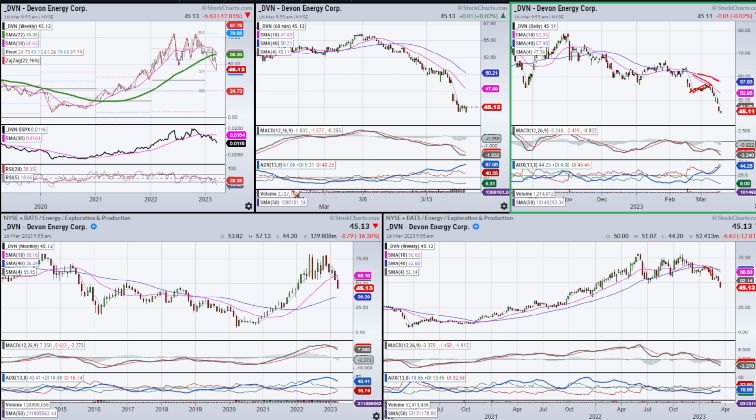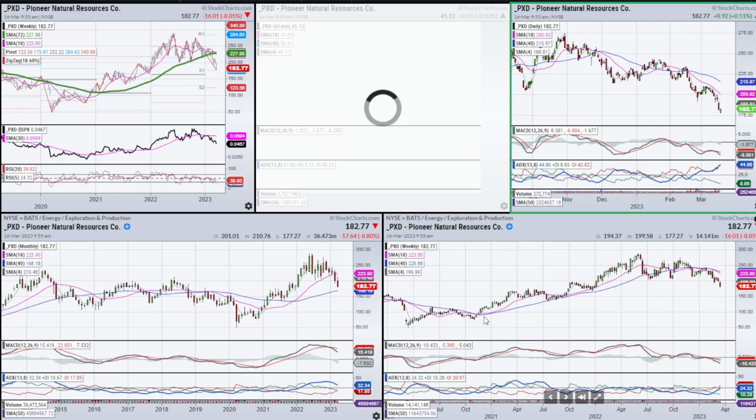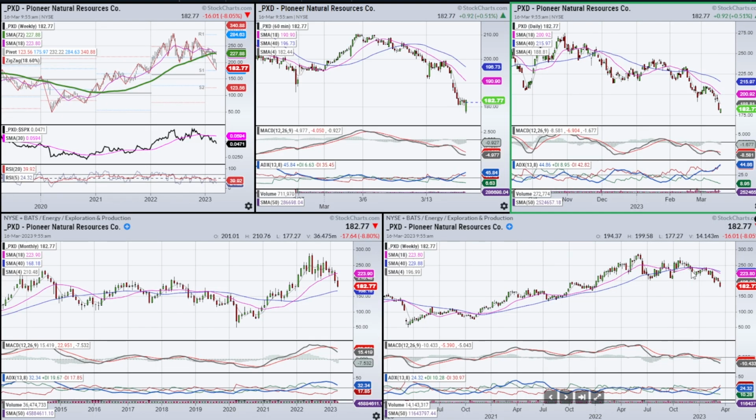And so it looks like this has some trouble. It probably has some pretty good support coming in, but it's just a broken pattern. We want to avoid that for now. PXD, same thing, same pattern really, and we even got this little rally here to the 18 with the declining moving averages as a little trend play.